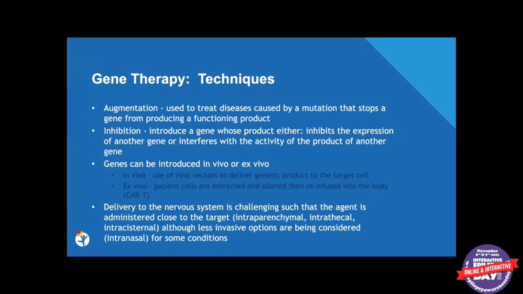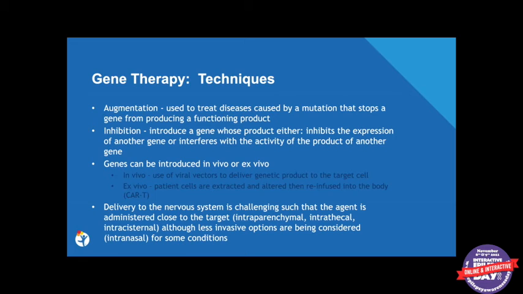So, what are some of our techniques? We can augment the expression of a gene, and that's usually used to treat diseases that are caused by a mutation that stops the gene from producing a functional protein product. We can inhibit the expression of genes, and that is useful when the product of the mutated gene inhibits the expression of another gene in the body or interferes with the product of another gene in the body, and so we want to remove it from the picture.